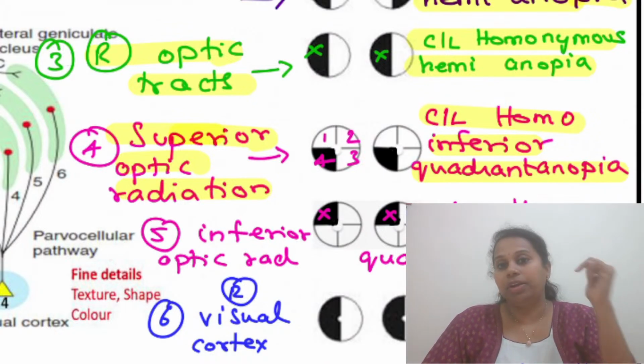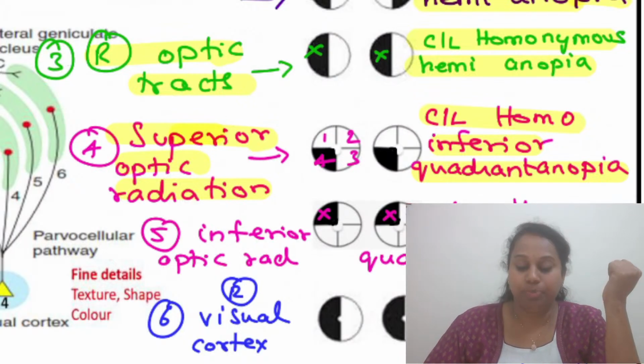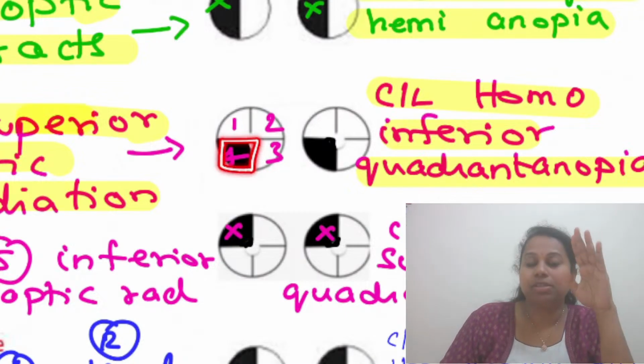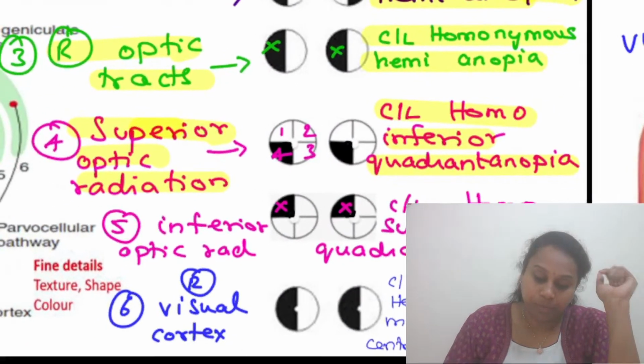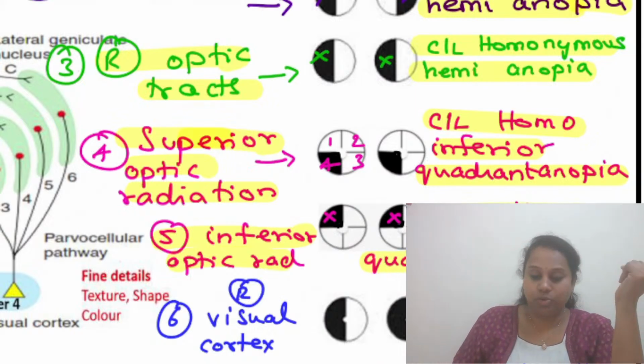Now you cannot call it hemianopia. Hemi means half vision should be lost. Here only quarter vision is lost. Out of the 4 fields, only 1/4 is lost. So that's called inferior quadrant anopia. And if there's any damage to the inferior optic radiation, that's called contralateral homonymous superior quadrant anopia.